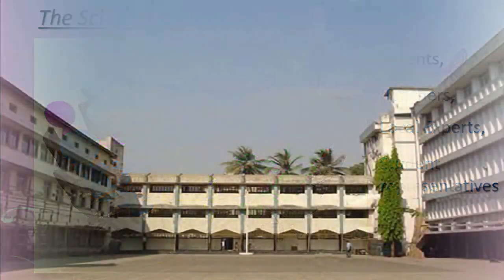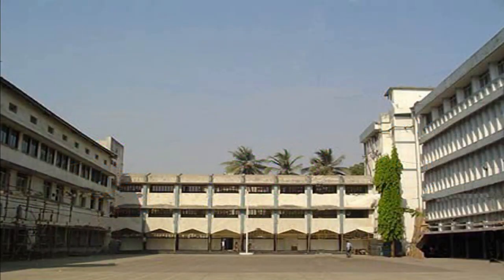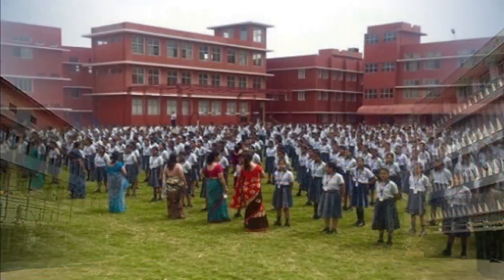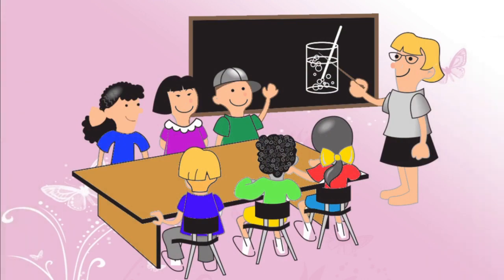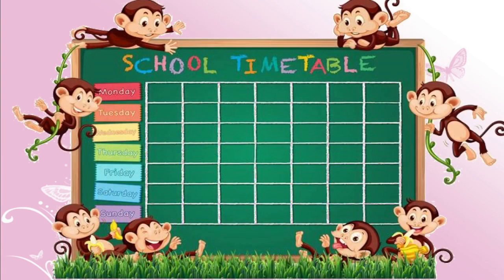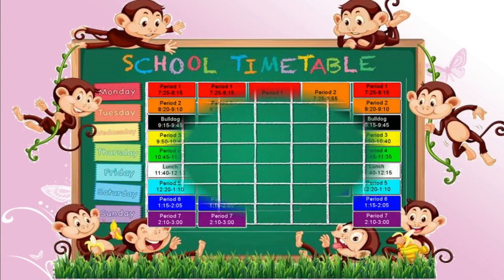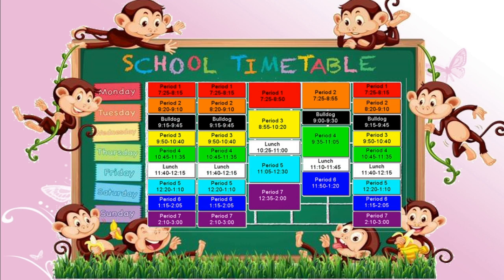Okay, now see this. This is your school, right? Why does the school always begin at a fixed time? Why is a timetable of all the subjects made? See, this is a science class, correct? We have proper time for proper subjects, isn't it? We have a proper timetable according to the time we follow, right?